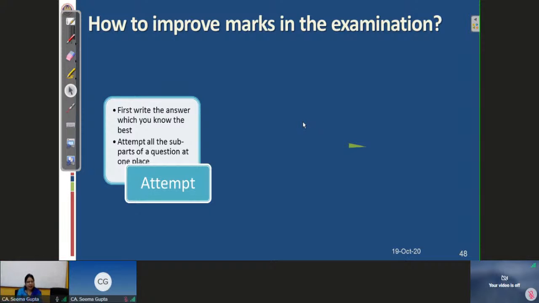So, regarding this, listen carefully about these points. These are very important. These are very significant. So, if you want to note down, you note down these points. First, write the answer which you know the best. What does it mean? You are given reading time. In the reading time only, you can decide about your priority of the questions, like the sequence. Which question you will do first, which question you will do last, and which question you are not able to do, so you will try in the last.